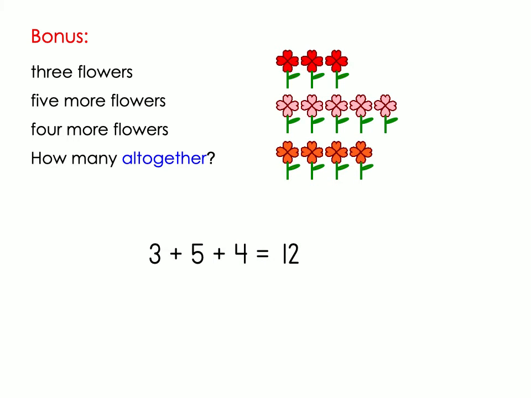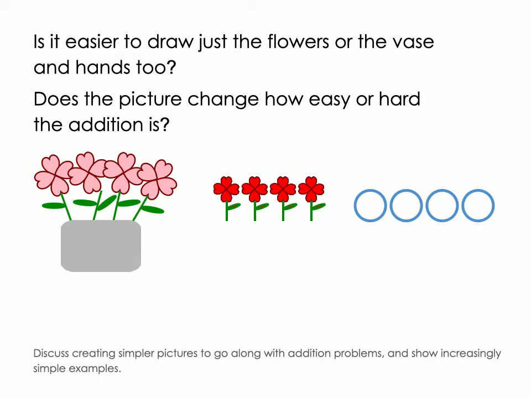So now I have a question for you. Is it easier to draw flowers in a pot with the hands and everything, or is it easier to draw just the flowers? Now, does it change depending on the picture? Is the math any easier or any harder? Is it easier to count 4 flowers in a pot, or just 4 flowers, or is it easier just to count 4 circles? Okay, well, Archer thinks that the math is the same no matter what the picture. So just to make it a little easier, let's just use circles.